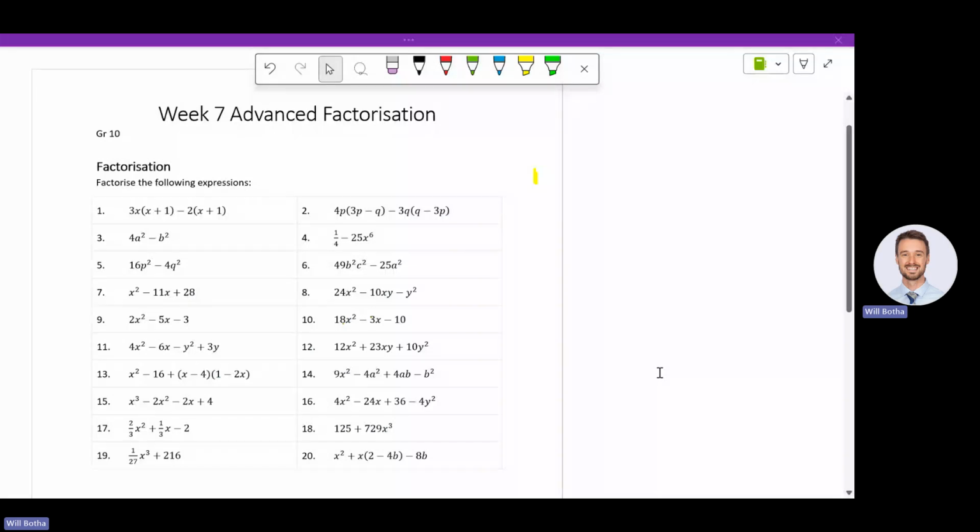Okay, listen up, grade 10. Last thing about the test, because we need to start with this, because this is rather important. Last thing about the test.